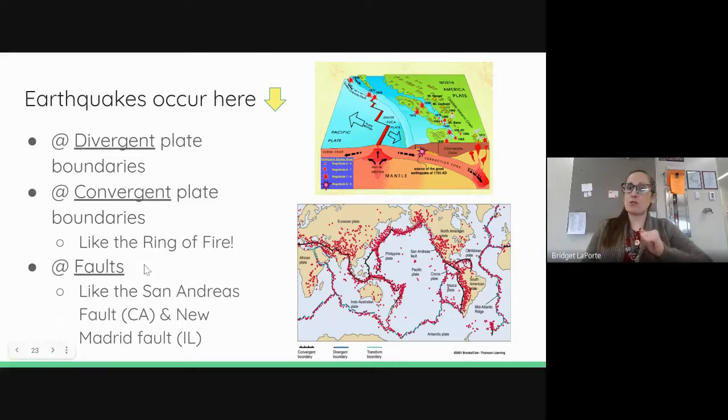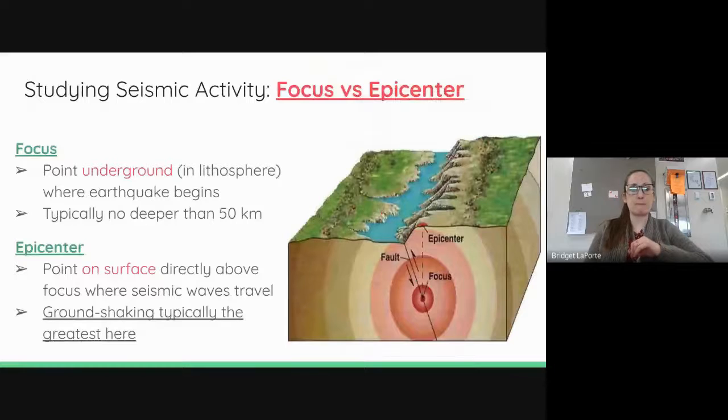And then they also happen at transform boundaries. So at those fault lines, that's why California is very notable for earthquakes because of the San Andreas Fault. And if you didn't know, here in Illinois, there's actually a fault line, a crack in the crust, and that's called the New Madrid Fault. So there are times, I think in my lifetime, I've felt it at least twice, where there have been some tremors from an earthquake from that fault line, which is very interesting.